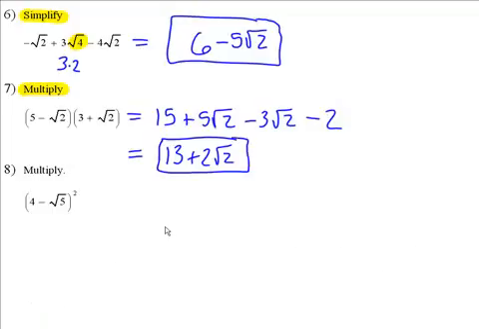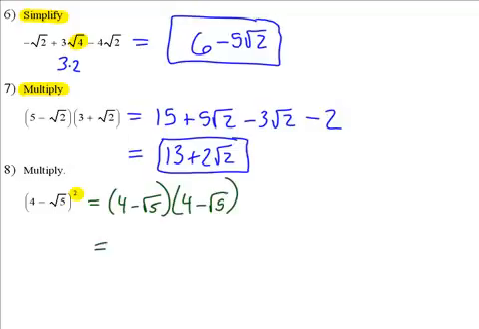A lot of people miss number 8 because they assume something that's not true. They assume they can just square the 4 and square the root 5. And that doesn't work. You got to ask yourself, what does it mean to square something? You got to multiply it by itself. Like 5 squared is 5 times 5. 4 minus root 5 squared is 4 minus root 5 times 4 minus root 5. You have to multiply it by itself.